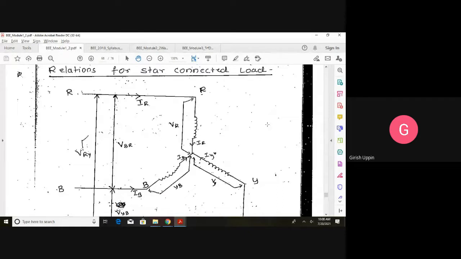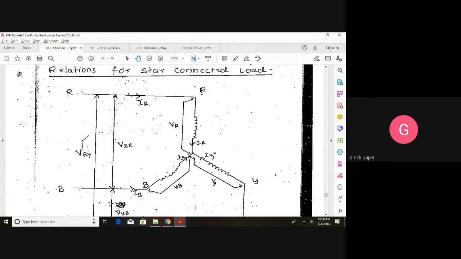Now this is the important question. Since we have three phases, the three phases can be connected in two different styles. Either we can connect it as a star, or we can connect it as a delta. So this is a star. If we have a star connected load, what we are going to do is find the relation between line voltages and phase voltages.